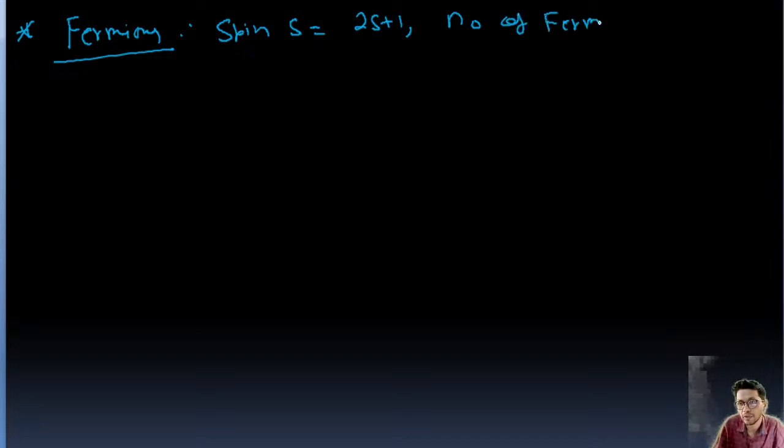Next question. Now for fermions, you need to know this as well. Fermions follow the Pauli exclusion principle. I'll write first: for spin s, 2s plus 1 is the number of fermions that can be filled in a level.